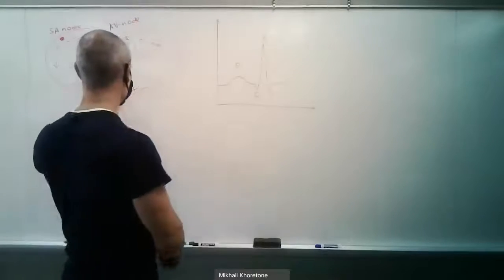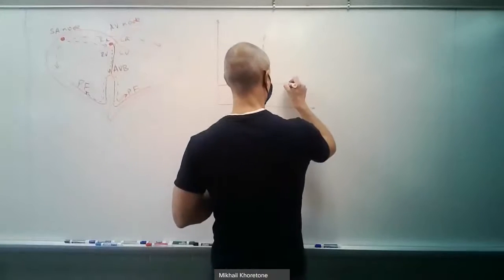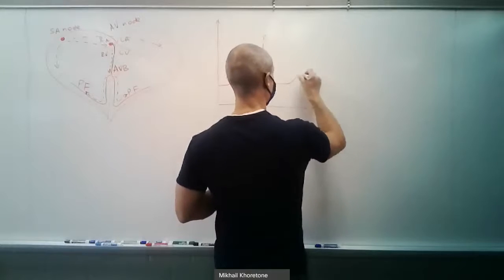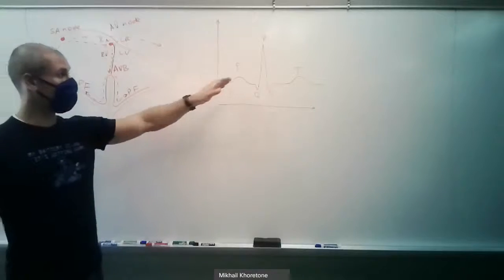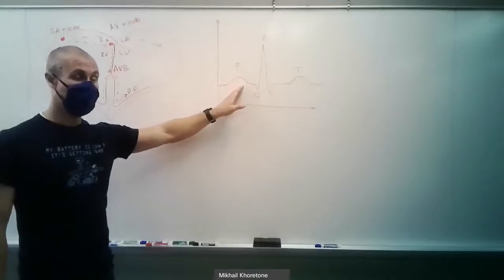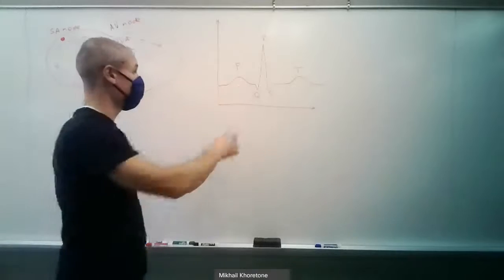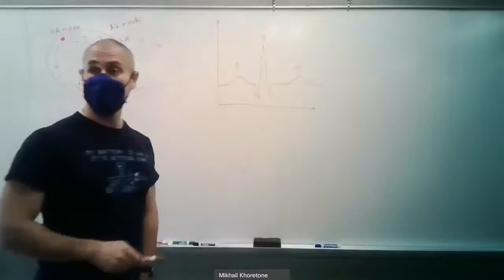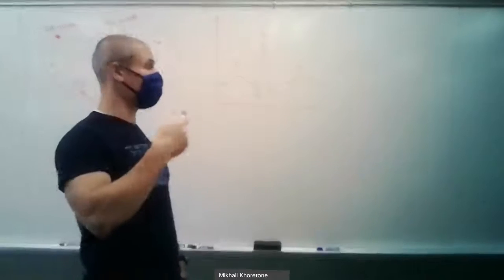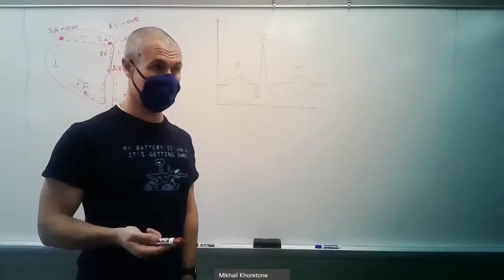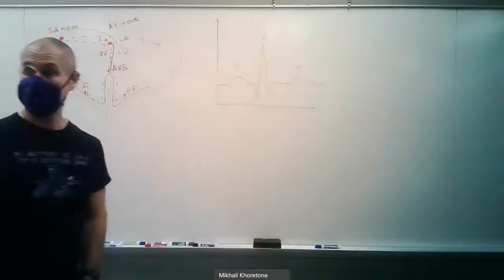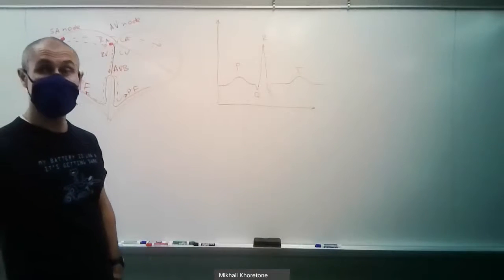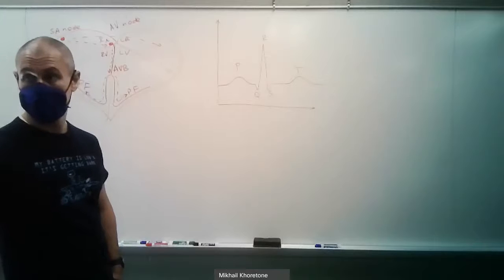And next, finally, when your ventricles repolarize and relax, that's the T. Okay? So this is the atrial depolarization. This is the atrial repolarization, ventricular depolarization, okay? And this is the ventricular repolarization. Good?